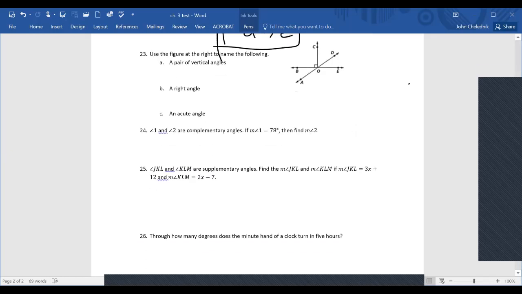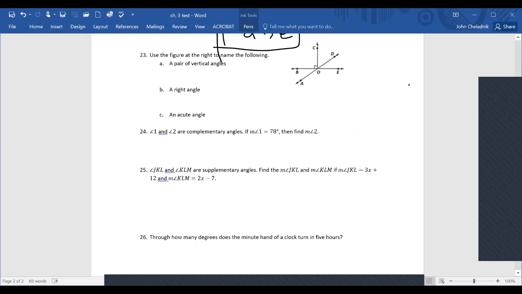All right, we're on 23 now. It says use the figure at the right to name the following: a pair of vertical angles. Vertical angles are right across from each other. So like these two right here would be vertical. They're right across from each other. So angle DOE and angle BOA are vertical angles. It's an and.